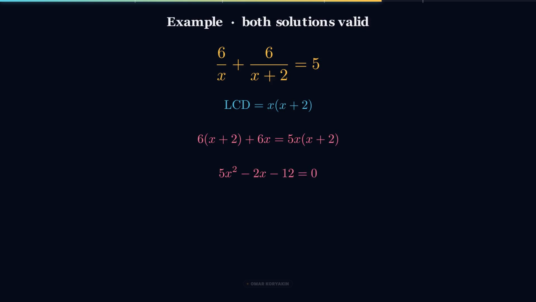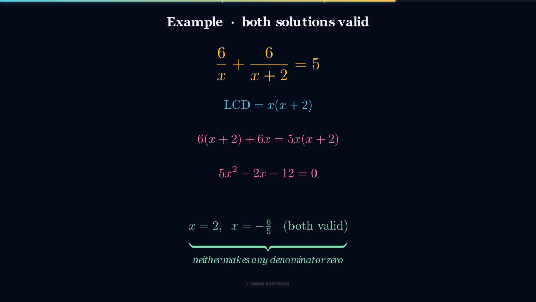Factor or use the quadratic formula. The solutions are x equals 2 and x equals negative 6/5. Check both in the original. For x equals 2, the denominators are 2 and 4, neither 0, so the equation is defined. For x equals negative 6/5, the denominators are negative 6/5 and 4/5, neither 0. Both candidates check out, so both are valid solutions to the equation.